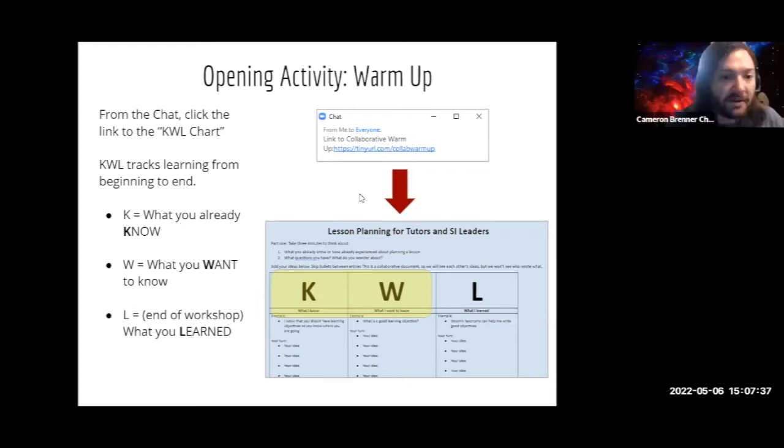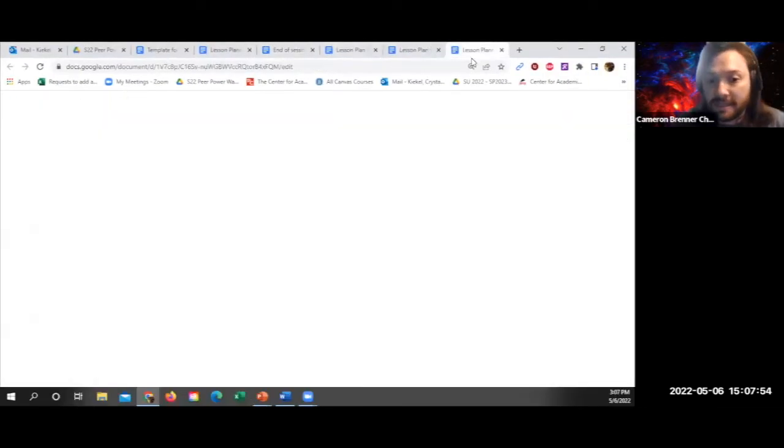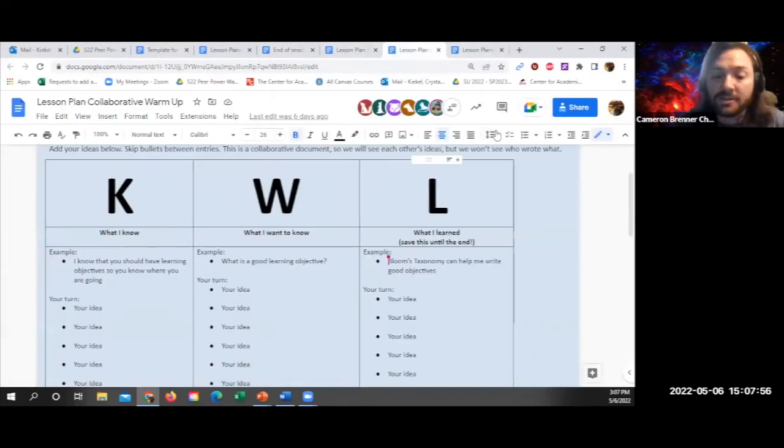Okay. So now if you look at the KWL chart, you're going to see that there are three columns: K, W, and L. What the K stands for is what you already know. W stands for what you want to know. Oh, I'm sorry, I kind of jumped the gun here. The KWL chart's purpose is to be able to track what you're doing from the beginning of the session to the end of your workshop, peer mentoring, or tutoring session.